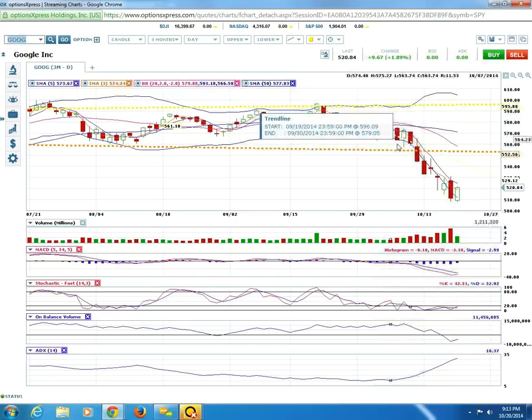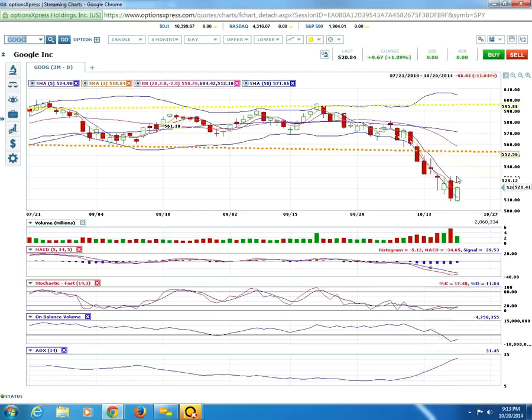Google broke the support that we talked about at 550. You can see that's the line that we had drawn out, and it went down. It's down at 510. It's probably near another support level. Remember, always go back right to left. In this case, we go back a year. Let's see what we find at 510.